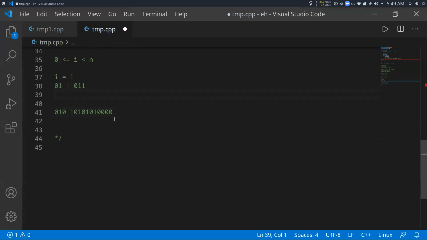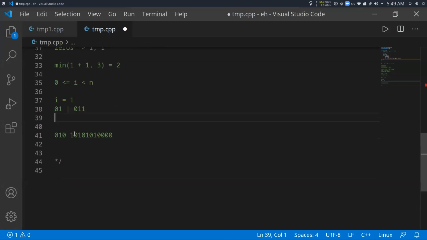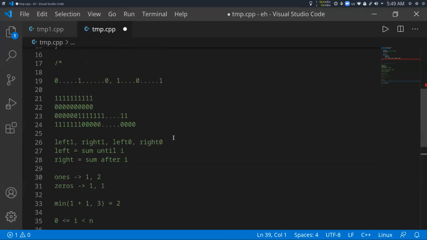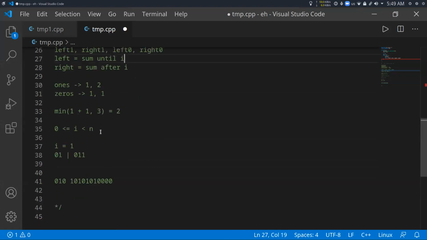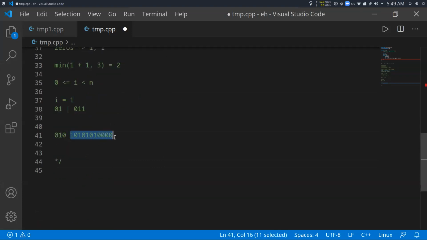So we want to update every I we are moving to. We want to update these four variables. And one can see that these variables could be updated easily if we have the right part and the left part, right? Because if we have, for example, left equals 3, right equals 4. Okay, so this is left one, right one.